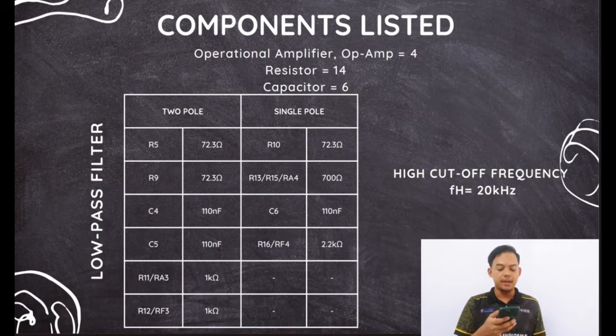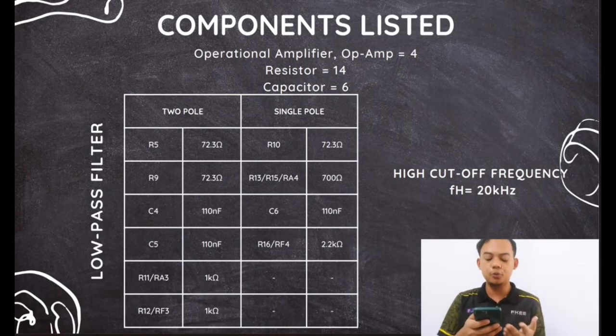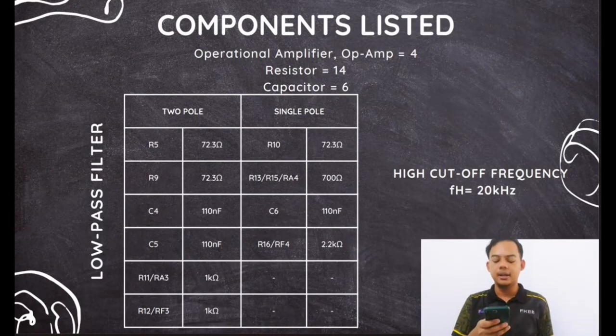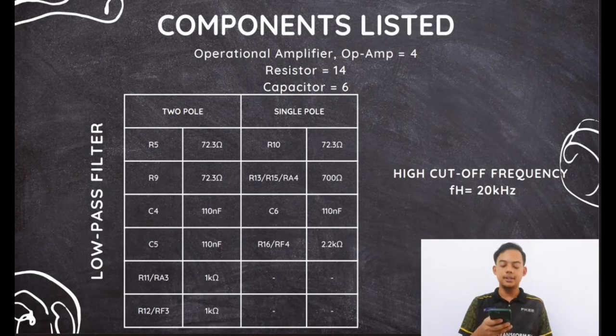For the low pass filter, we use the 2 pole R5 and R9 72.3 ohm, and capacitor 4 and capacitor 5, which is 2 pole for the low pass filter, we use 110 nanofarad, and RA3 and RF use 1 kilo ohm, and single pole R10 72.3, capacitor 6 we use 110 nanofarad, and the high cut-off frequency is 20 kilohertz.